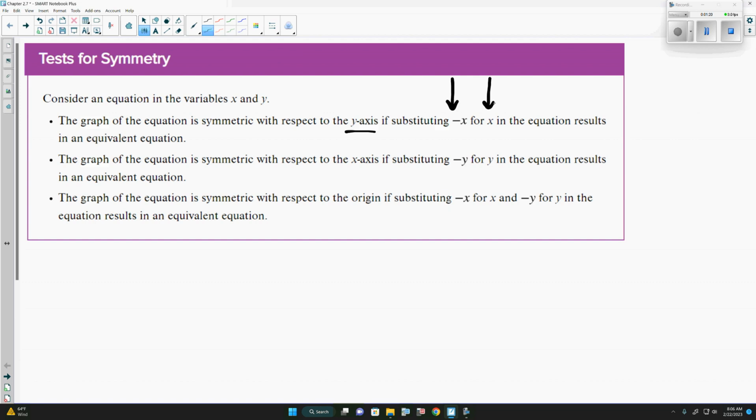Sorry, let me try that sentence one more time. Then it is symmetric with respect to the y-axis. If we do the same thing, but this time we're replacing y with negative y, and we get the same equation we started with, then it is symmetric with respect to the x-axis. And if we do it with both, we switch y to negative y and x to negative x, and we get the original equation we started with, then it's symmetric with respect to the origin.